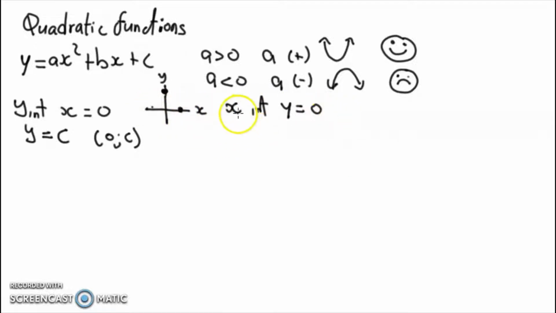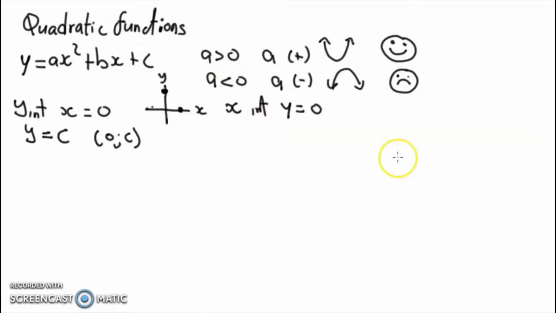So if, for example, you were asked to find the x-intercepts, you would just equate this graph to 0 and then solve for x. Usually you're going to have two values, but sometimes you're going to have one value, or you're not going to have any value for x, depending on the nature of the roots of the function.